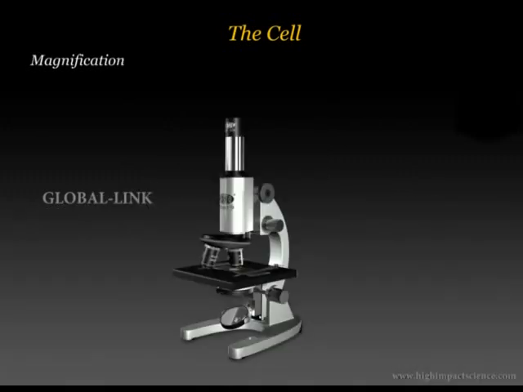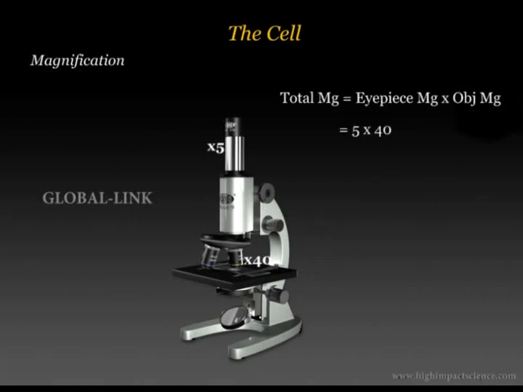Magnification. The magnification of the object under view is calculated by multiplying the eyepiece magnification by the objective lens magnification. If the eyepiece magnification is times 5 and the objective used is times 40, then the total magnification will be 5 times 40, giving us 200. So the total magnification is times 200, meaning that the specimen is enlarged 200 fold.